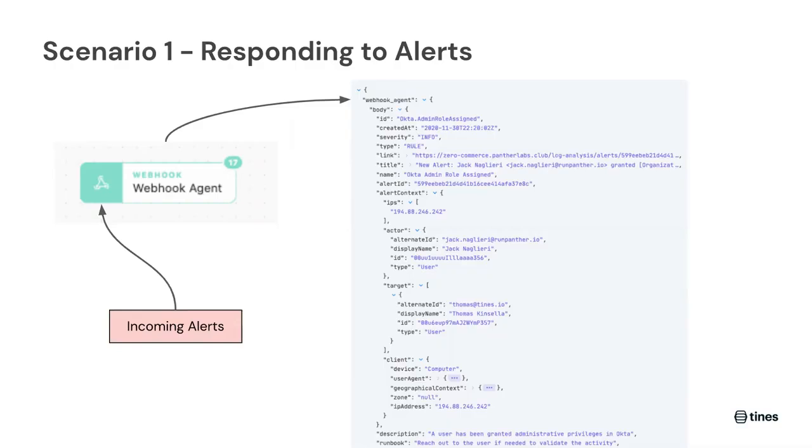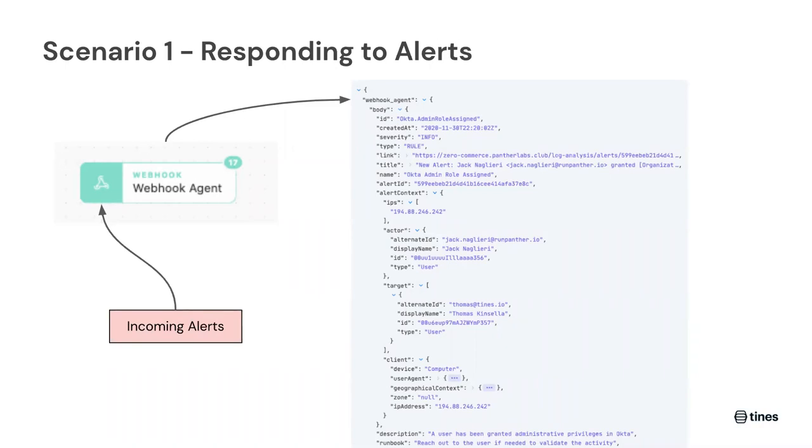So Tines has this webhook agent functionality where you drag a webhook agent onto what we call a storyboard. And that's just part of your automation stories or your automation playbooks. And when you drag it on, Panther can send information, and we parse that information in a really nice way and make it visible to you in a really easy fashion.